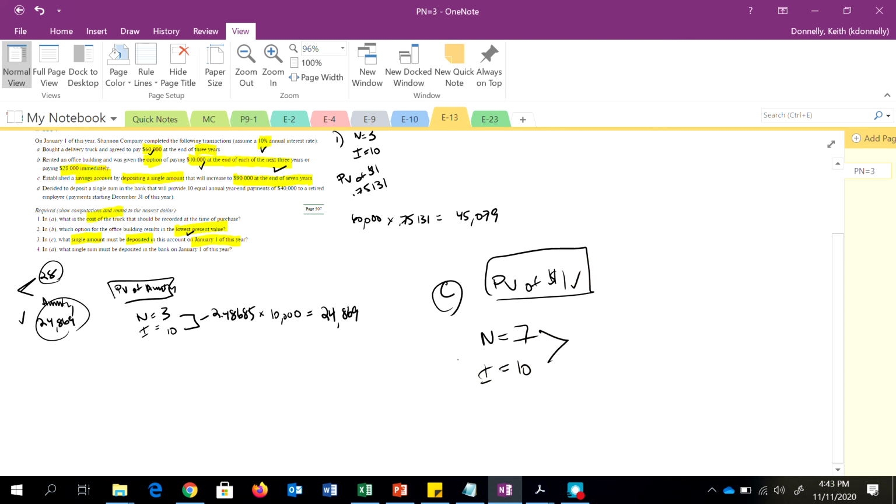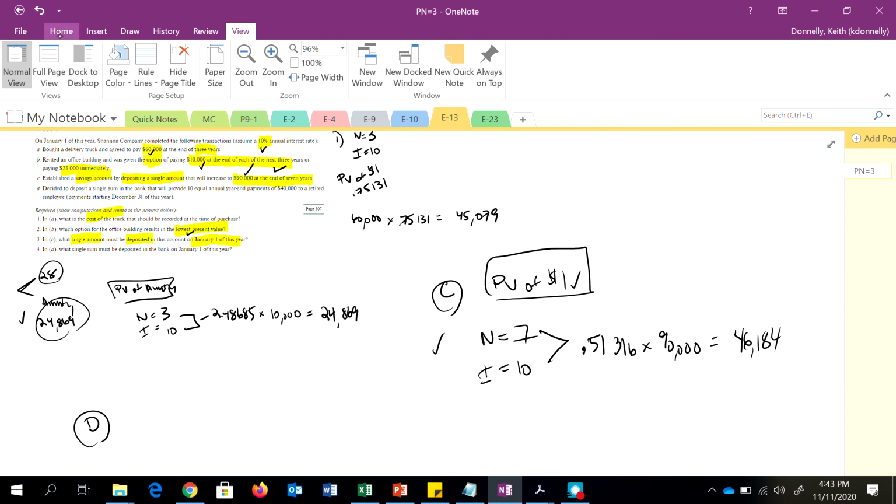When we use this table in these variables, you see here, it will be 0.51316. We then would multiply that. They want to know $90,000. That will give us 46,184.